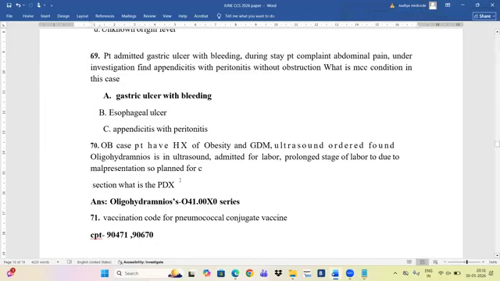Next, pregnancy case study, a question. Okay, K254, MCC you will get. In this question, appendicitis with peritonitis is also MCC, no? It should be CC, I think. Check without obstruction. No, sir. Peritonitis is MCC. Okay, two MCCs you don't get, might be only one you will get there.